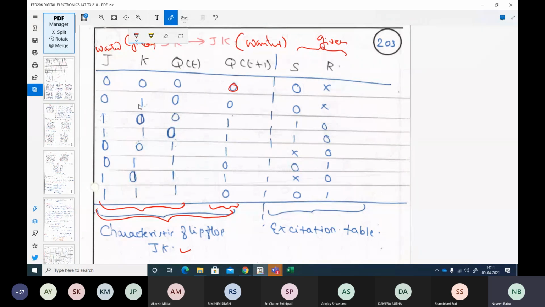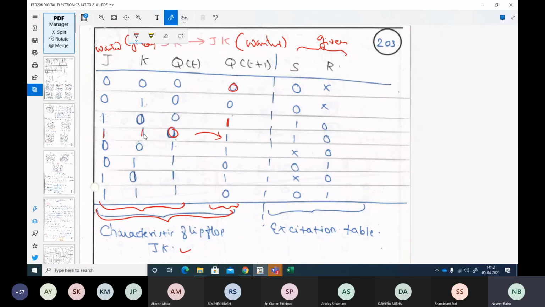When it is 0 and 1, K equal to 1 corresponds to clearing your next state. So whatever your present state is, you will clear your output state. Now, when it is 1 and 0 and your present state is 0, you are setting with J, which means that your next state will be 1. When it is 1 and 1 and your present state is 0, please remember this is a toggling state. So 0 gets converted to 1.